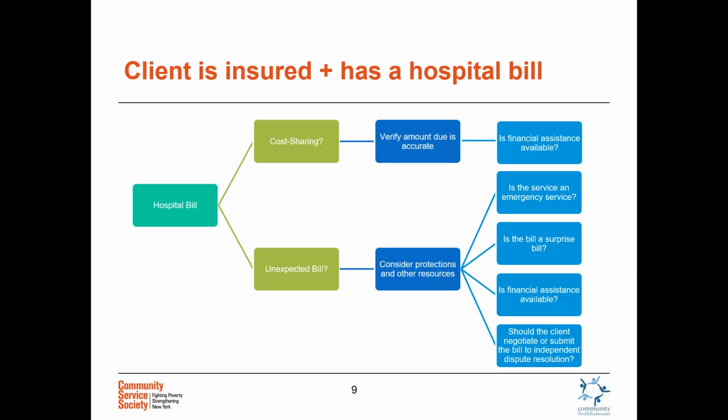So let's say the client is insured and has a hospital bill. Now we can start to think about our questions. First, the client is insured, so is the client being billed their cost sharing? If they're being billed their cost sharing, we know that the claim was processed through their insurance, and this is the amount that the provider thinks the client owes based on whether they have a deductible, co-pays, or co-insurance. In this case, it's important to verify that the amount due is accurate. In most cases, it's usually accurate.